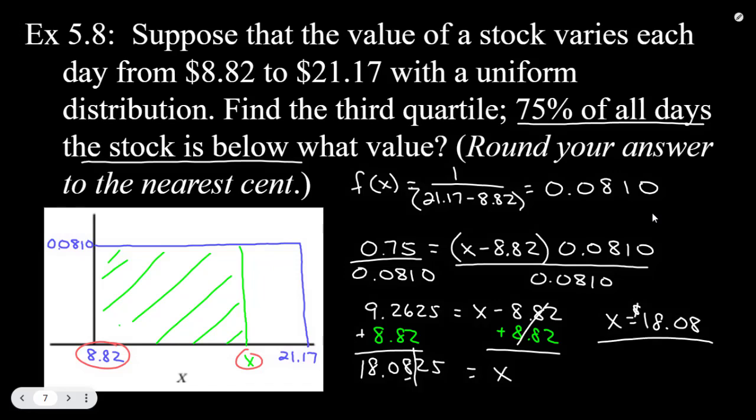Okay, now just to double check, because I'm kind of curious, if I had done the 0.75 divided by 0.0810 and then added the 8.82, when we round, we still get the exact same answer. So carrying twice as many decimal places works out fine for that. So 18.08 would be our value for the third quartile.